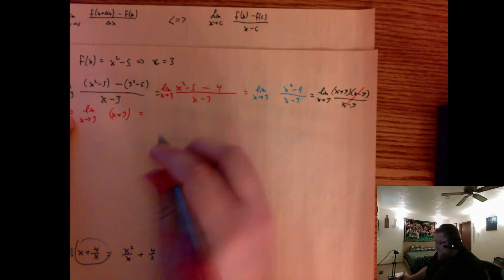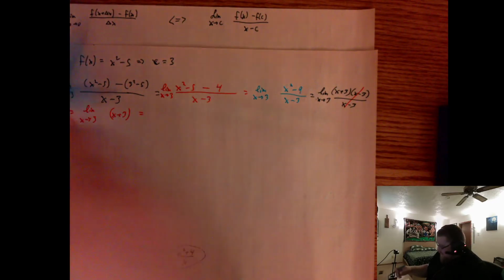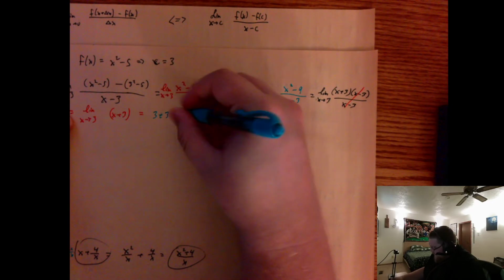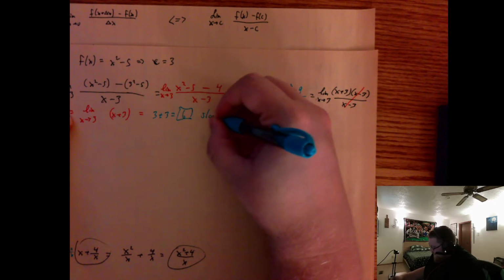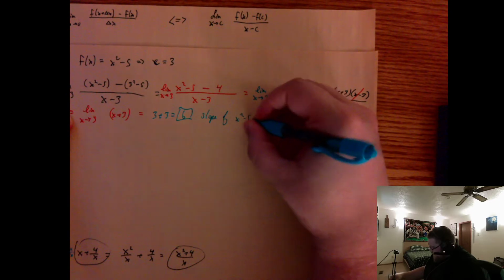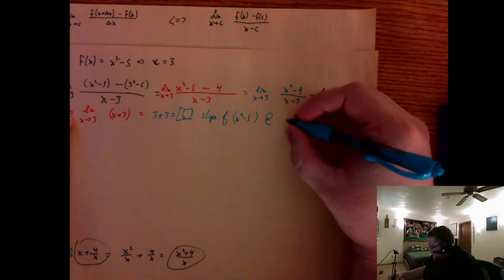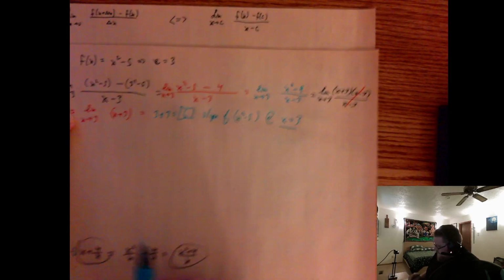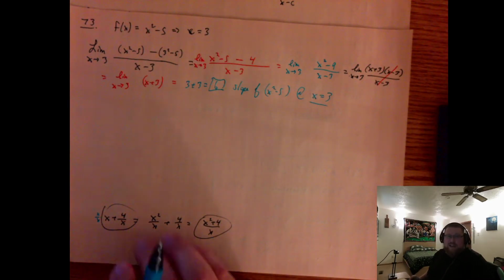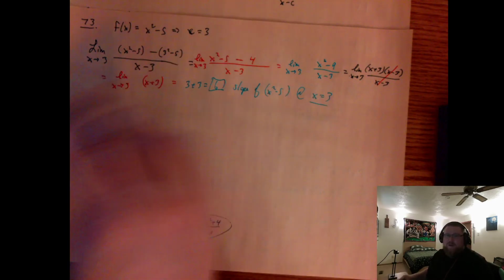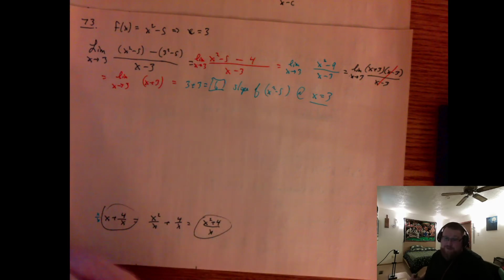We could then now actually apply that limit and plug in 3, which means we end up with 3 plus 3, which is 6, which tells me that this is the slope of that graph at x equals 3. It's just an alternative way of doing it. And if we apply this with the other method, we would get this exact same answer.